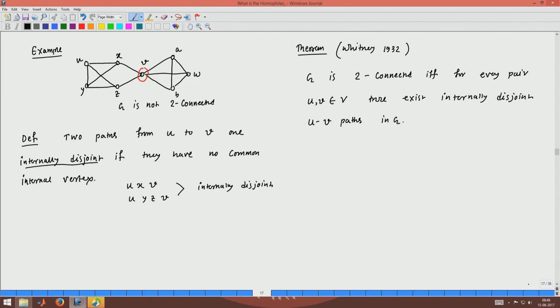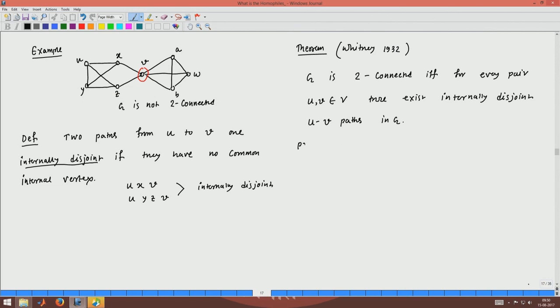Now, this condition is not true for this graph, because there does not exist internally disjoint paths between U and W, because every path from U to W has to go through this vertex V. So, you can't find internally disjoint paths between U and W, so the graph G is not two connected. This is just an example to illustrate the meaning of this theorem. Let us prove this theorem.